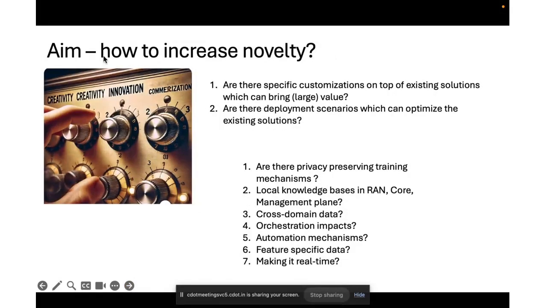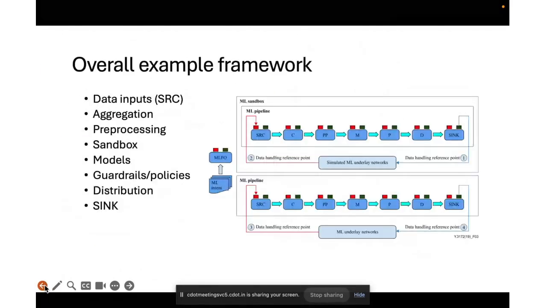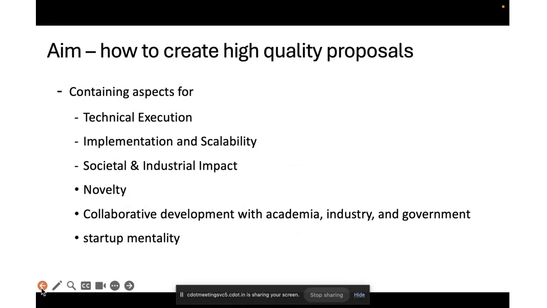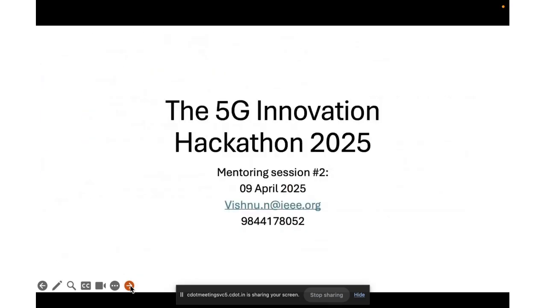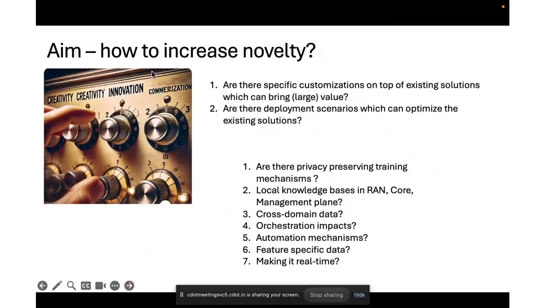Let's look, in combination with that particular use case, at how to increase the novelty. This is again going back to what we discussed previously, that you need to have novelty. You see this point, the containing aspects for novelty. That means to win this competition, win this hackathon, you need to increase your novelty. There is no knob that you can turn, okay? I'm sorry about that. So to increase creativity and the innovation aspect, you need to find some other ways.